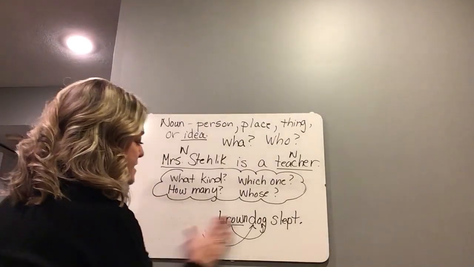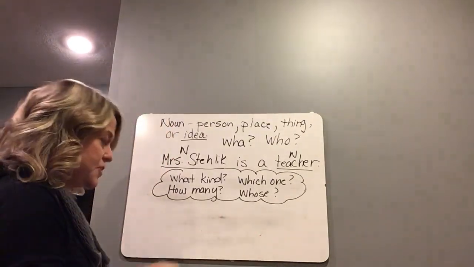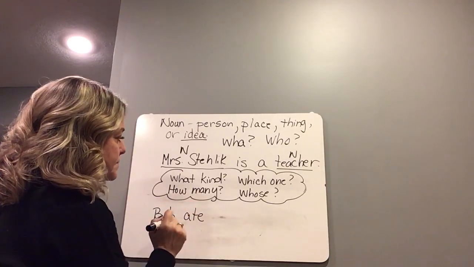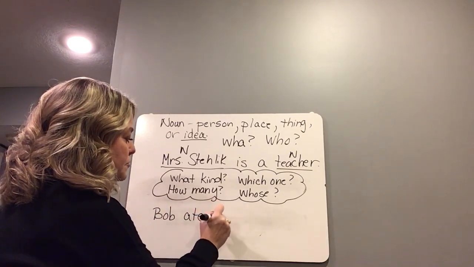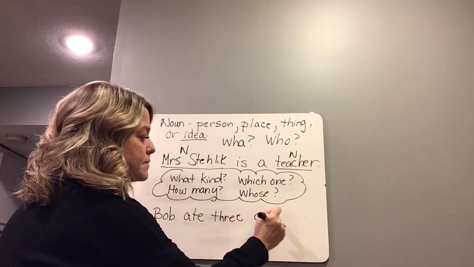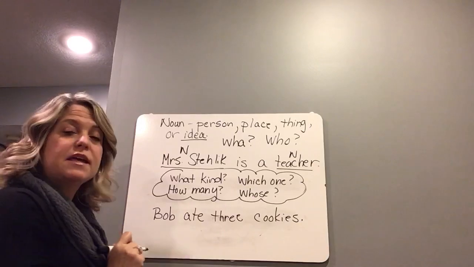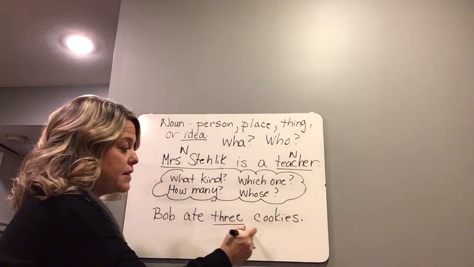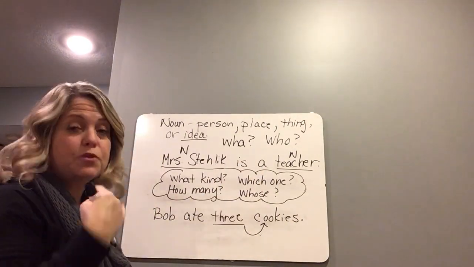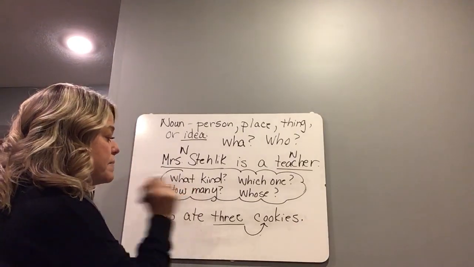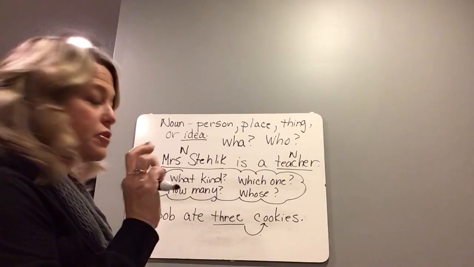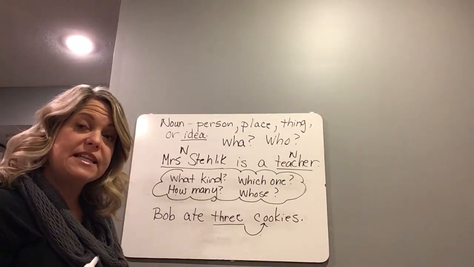Now, if I had a different sentence, such as Bob ate 3 cookies, let's say. The adjective 3 modifies the noun cookies. And what question, adjective question, does it answer? How many? How many cookies does Bob eat? He eats 3 cookies. So how many is an adjective question.